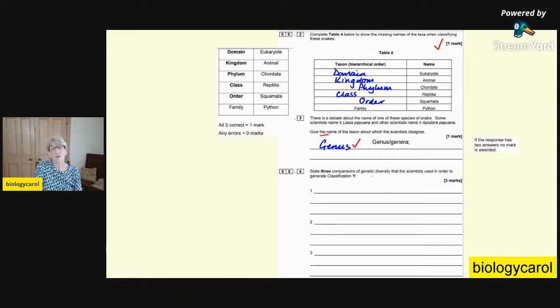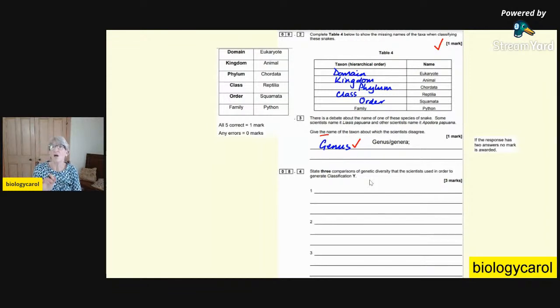State three comparisons of genetic diversity that the scientists use. Now, I think the answer to this is weird. I'm going to be honest, the most obvious answer is the order of the bases in the DNA. Obviously, genetic diversity. The second answer, which is less obvious, I completely agree, is the base sequence of the mRNA, because mRNA is still considered genetic material.